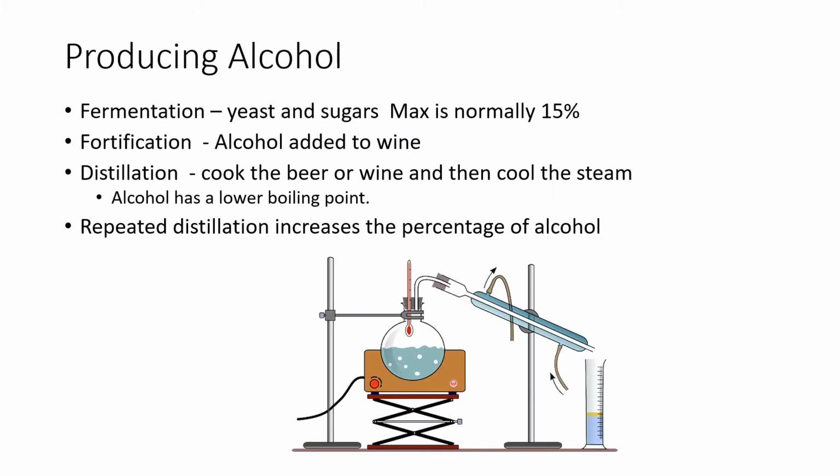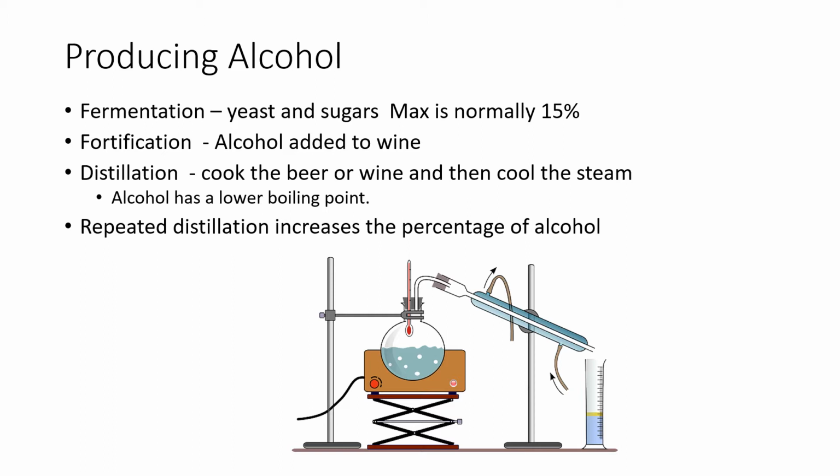How is alcohol produced? It's produced by the process of fermentation, in which yeast converts sugar into alcohol. The maximum normal level of alcohol in a beverage is between 12 and 15%. Above that, the alcohol actually begins to inactivate the yeast. Stronger beverages can be made by a process called fortification, in which pure alcohol is added to the wine or other beverage. The other way in which alcoholic beverages are made stronger is distillation.